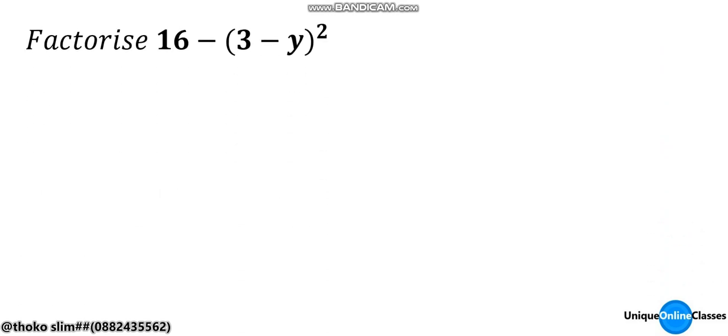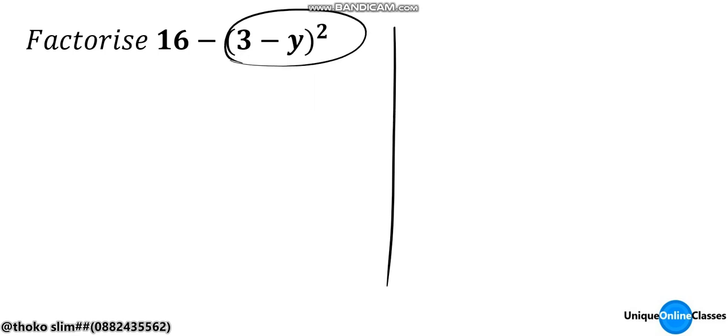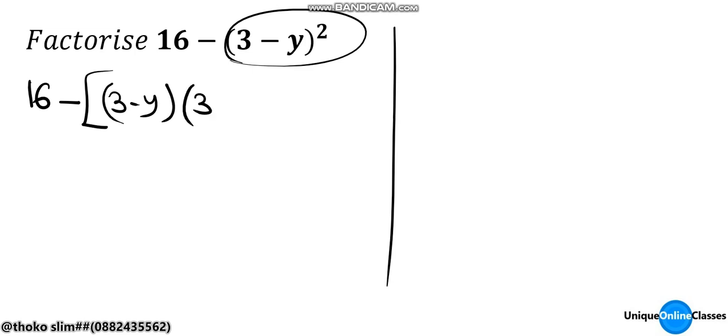This one you can solve in two ways. We have 2 ways here. The first is to expand there. We have 16 minus, however we could put a bracket away. We have 3 minus y, then another 3 minus y.